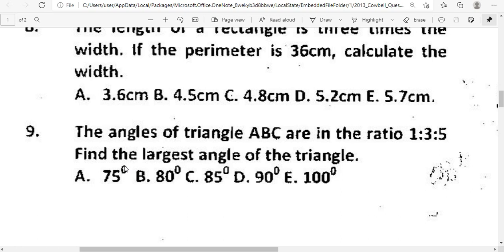Number 9. The angles of a triangle ABC are in the ratio 1 to 3 to 5. Find the highest angle of the triangle. 1 minute. 1 minute, please.